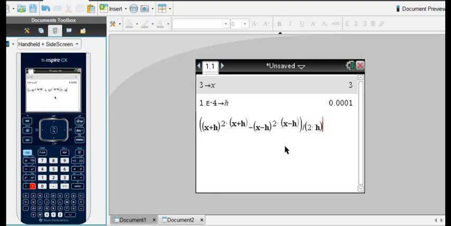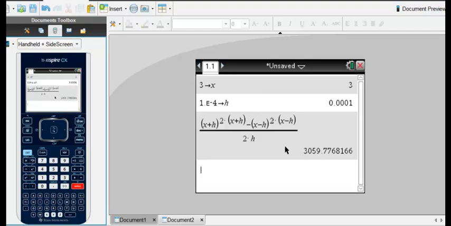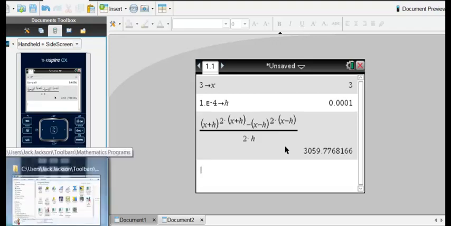That should give me my same answer that I got a while ago when I used that h of 0.001. Now again, I can change the h value, I'm leaving 3 alone at this point, but I could change the h value and get different approximations here.